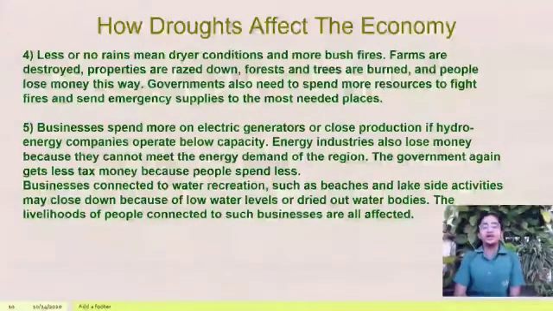Businesses spend more on electric generators or close productions if hydro energy companies operate below capacity. Energy industries also lose money because they cannot meet the energy demand of the region. The government again gets less money because people spend less.